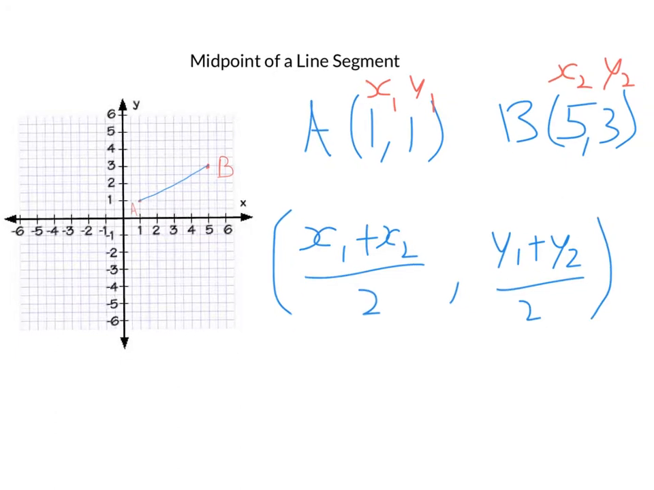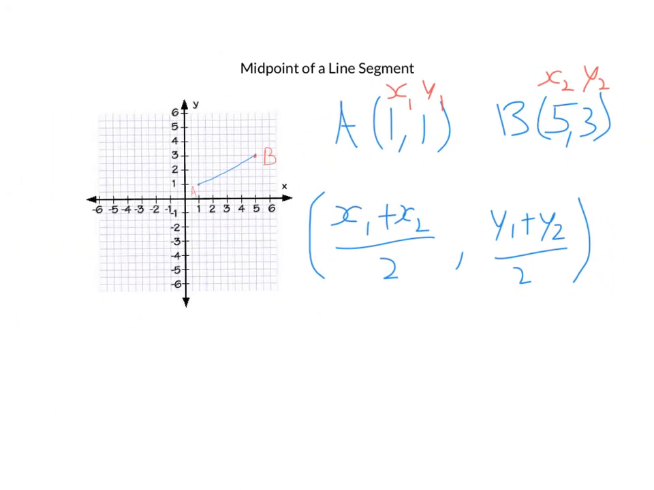So now we can start subbing this into our formula. If we look down here, the formula wants us to put in x1 plus x2. So x1 is 1, x2 is 5. They're going to be divided by 2. On the right hand side, y1 is 1, y2 is 3.